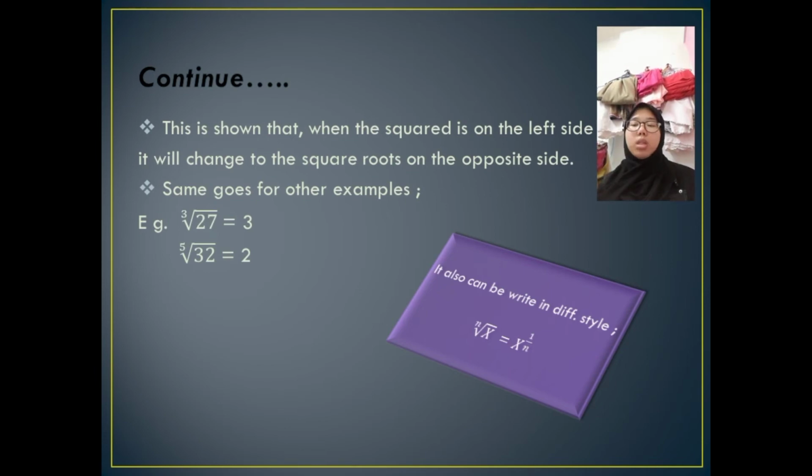The example is that the cube root of 27 is equal to 3. It can also be written in a different style. What I mean is, for example, the cube root of 27 is equal to 3, so the cube root of 27 can also be 27 to the power of 1 over 3.